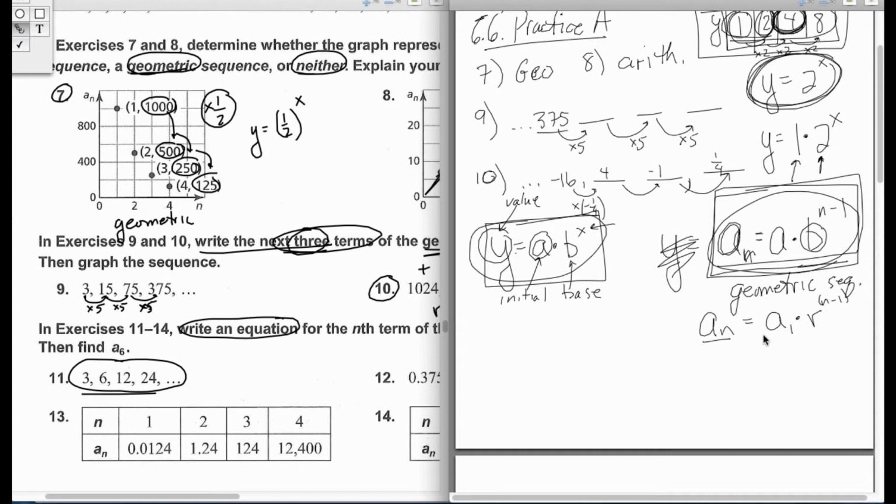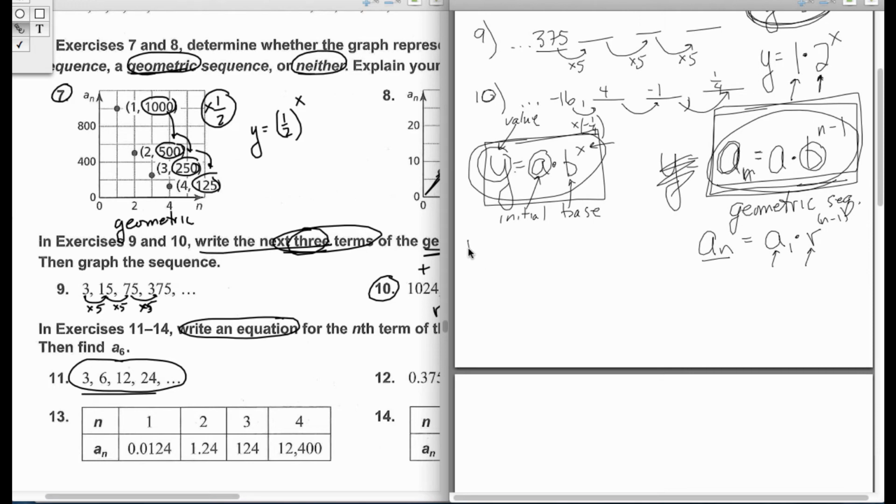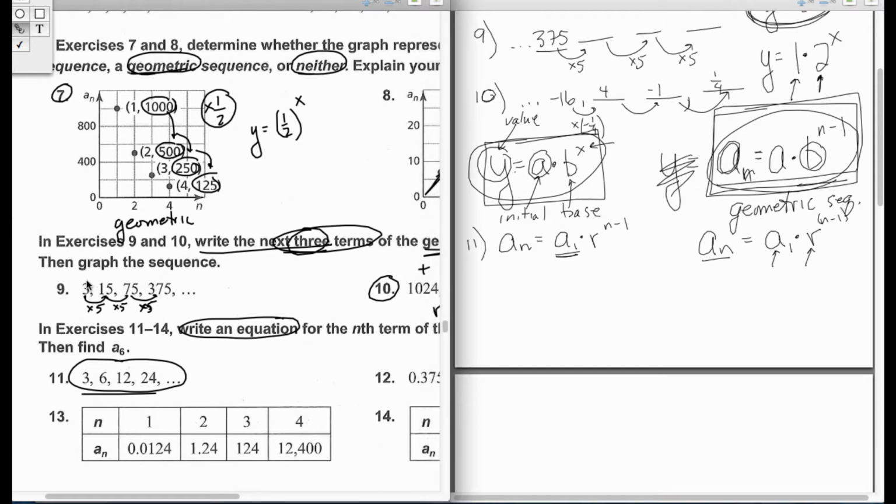So everything in this formula, you're going to have in the sequence or be able to find in the sequence. You'll know the first number, you can find the common ratio, and then you'll have your formula. Okay? So let's look at number 11. Here's how easy it is. You take number 11, you start with our formula, and all you're going to do is put the first term, the first number in the sequence, right in there for a sub 1.